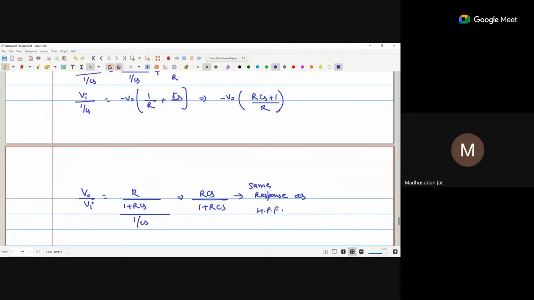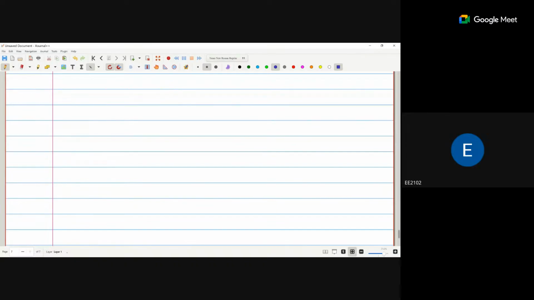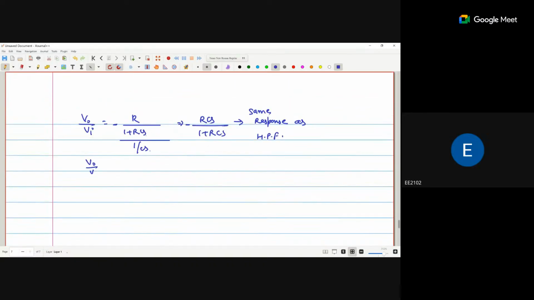Sir, negative sign. How? Yeah, negative sign, sorry. Again, we can remove the negative sign using the inverting amplifier with unity gain, or you can take the magnitude of that. So the magnitude of V0 upon Vi is RCS upon 1 plus RCS. Okay, so that is similar to the high pass. Clear?